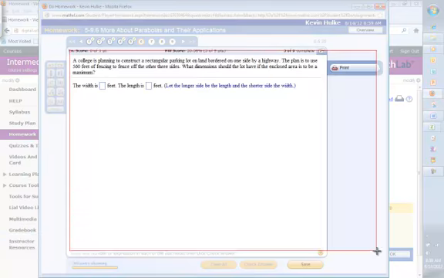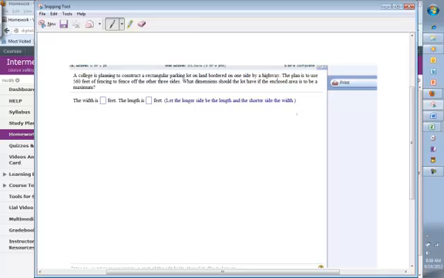Word problem. A college is planning to construct a rectangular parking lot on land bordered on one side by a highway. The plan is to use 560 feet of fencing. So here's the highway. So width, length, width, those three are going to add up to 560. What dimensions should the parking lot have?